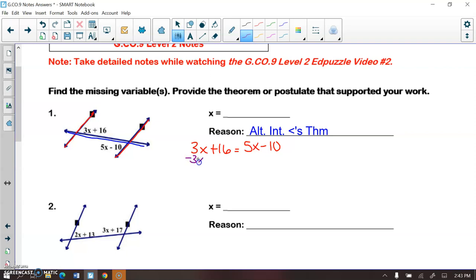Solving for x, I'm going to subtract 3x from both sides. I have 16 is equal to 2x minus 10. Adding 10 to both sides, I have 26 is equal to 2x. And dividing by 2 on both sides, x comes out to be 13.